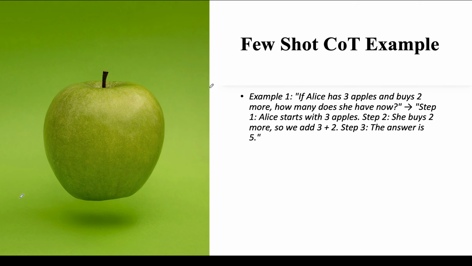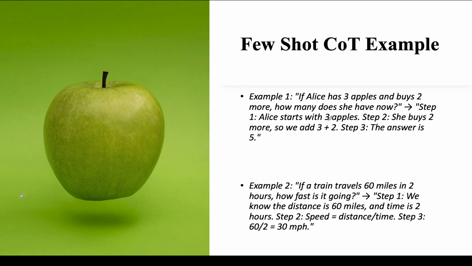Few-shot chain of thought examples. So in few-shot chain of thought, I'll give the steps. I will show how to solve the problems in a step-by-step manner. For example, if I give the problem, if Alice has 3 apples and buys 2 more, how many does she have now? Then I will provide the steps as well. For example, in step 1, she starts with 3 apples. In step 2, she buys 2 more, so we add 3 plus 2. Step 3, the answer is 5.